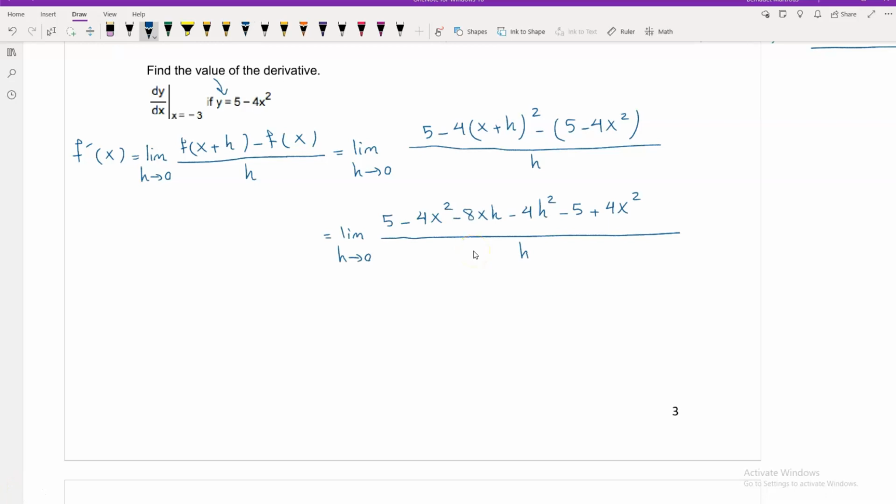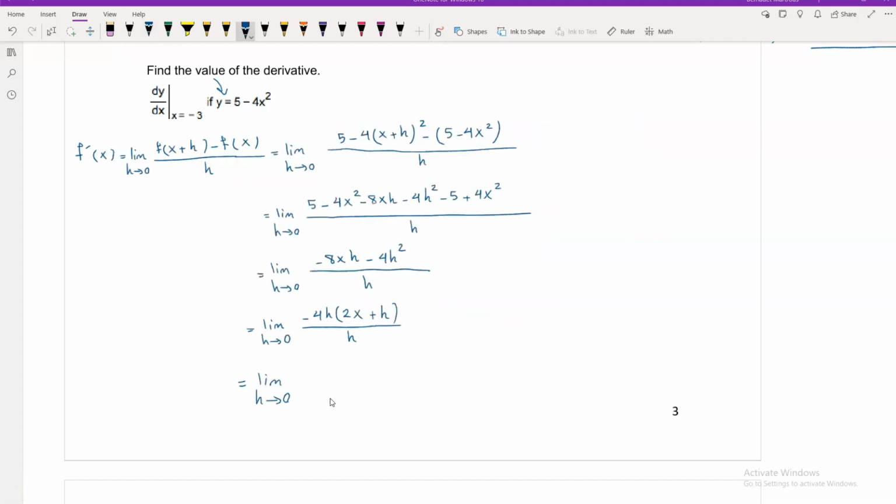So here first find x plus h squared. Then multiply and subtract what we have in numerator. So these are our terms. Now combine like terms. So in denominator we have h, and numerator I combine like terms, and we have -8xh minus 4h squared. We can factor out h. So I cancel h, and here we have -4 times 2x plus h.